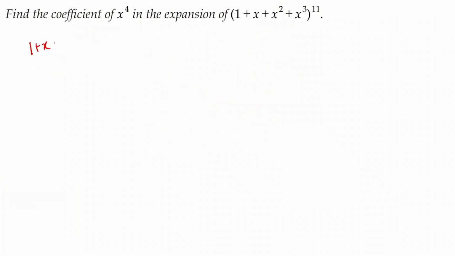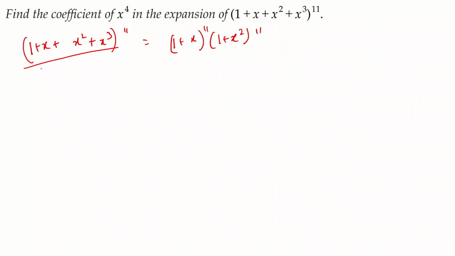We are given this expression, (1 plus x square plus x cube) to the power of n, which we have written down as (1 plus x) to the power of 11 into (1 plus x square) to the power of 11, and we have to find out the coefficient of x to the power of 4. So we have to find out the coefficient of x to the power of 4 in here. So let's expand these two individually.